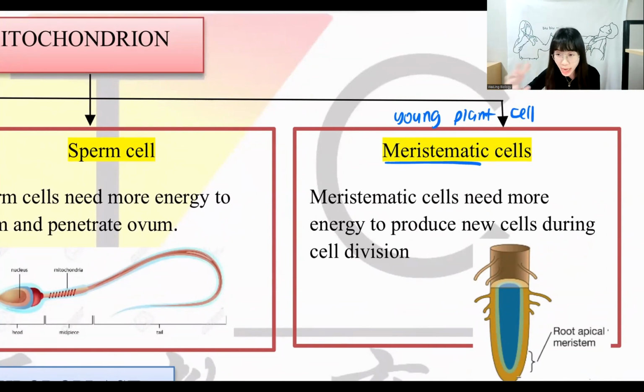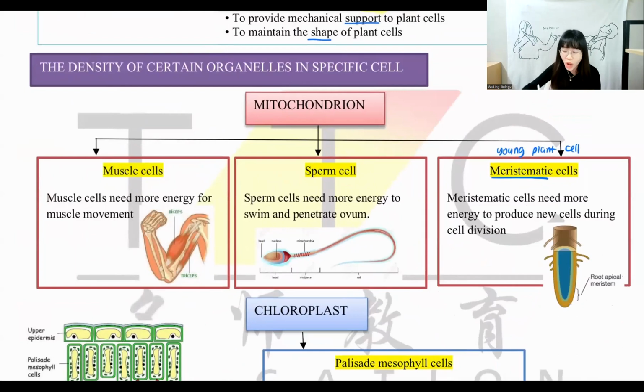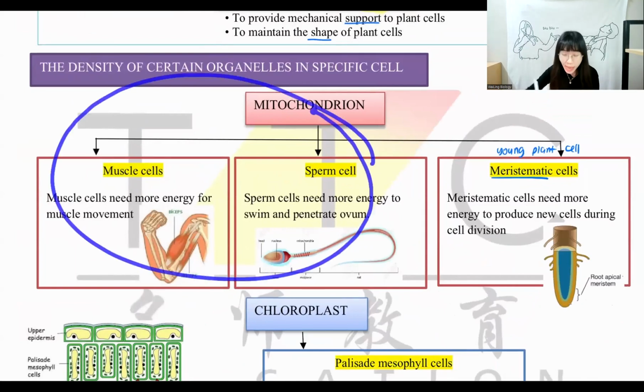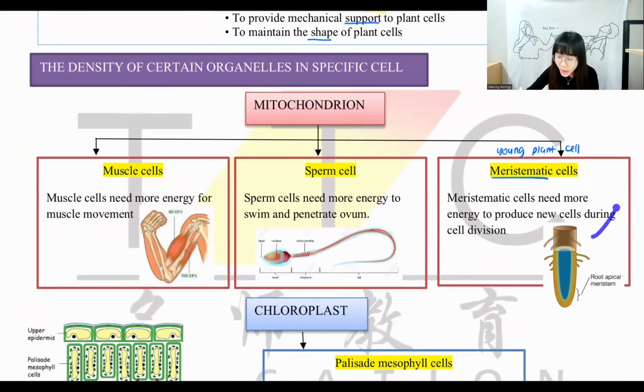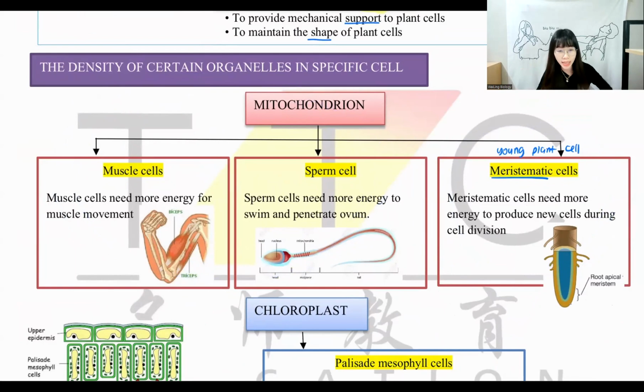Everything needs energy. The energy comes from mitochondria. Like the root, it will grow longer to get more water and mineral. The shoot has to be taller to get more sunlight. So the plant has to grow. So meristematic or meristem refers to young plant cell. So you have to look at the question, whether the question wants you to write which animal cell has a lot of mitochondria or which plant cell has a lot of mitochondria. So you have to look at the question, guys.